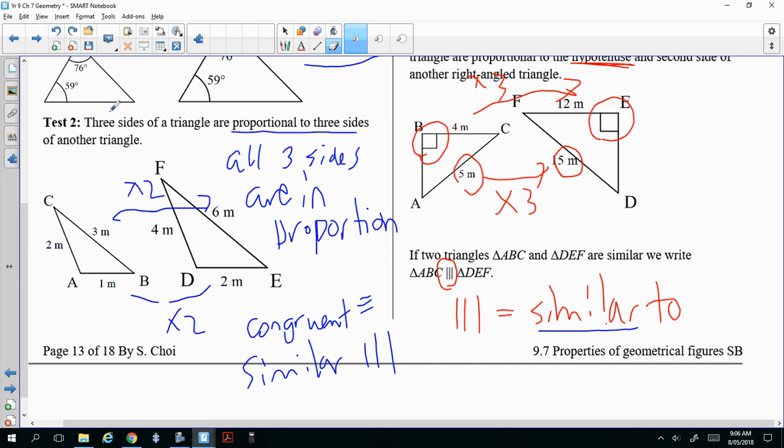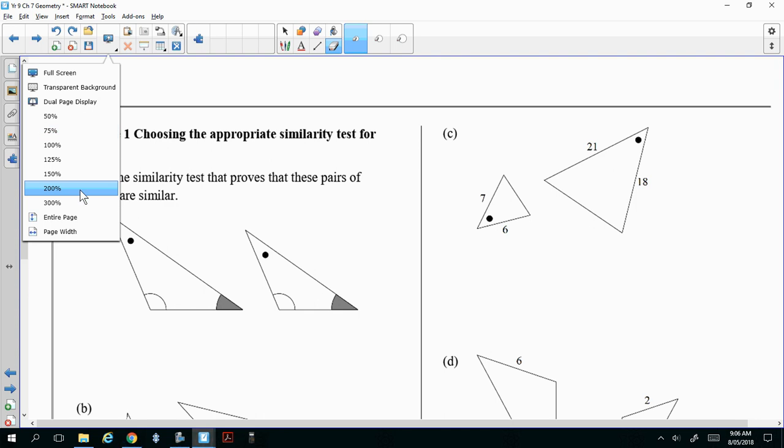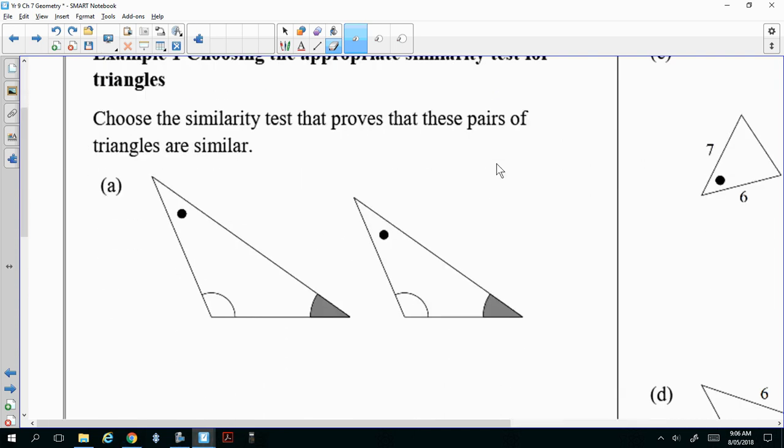Okay, let's move on. Let's do some questions. Today we'll do 3 pages all together. There's this page where we'll look at which test to use. On the last page we'll do some calculation questions. Let's start with the first question. Choose the similarity test that proves that these 2 triangles are similar. For the first one, which test should we use to indicate they are similar?